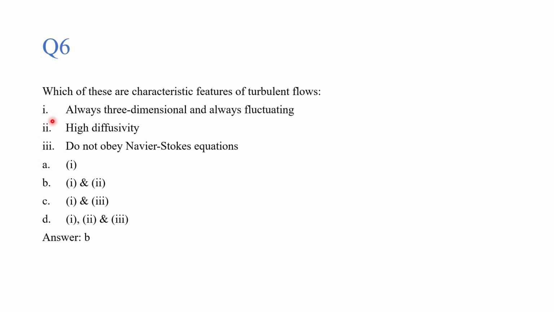So statements 1 and 2 are the only right ones. Option A is 1, which is right. Option B is 1 and 2, again right. Option C is 1 and 3, and the third statement is a wrong one. Option D is 1, 2 and 3, and again the third statement is wrong. So obviously the answer to this is option B, 1 and 2.